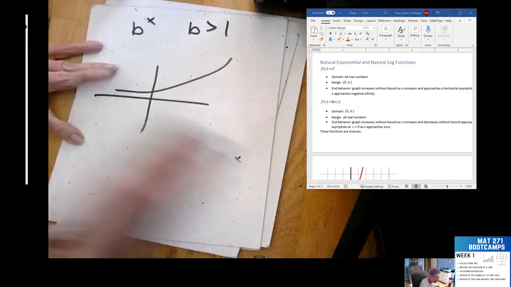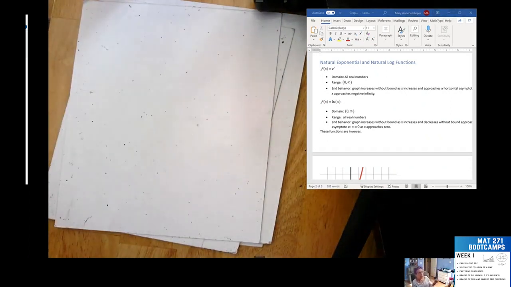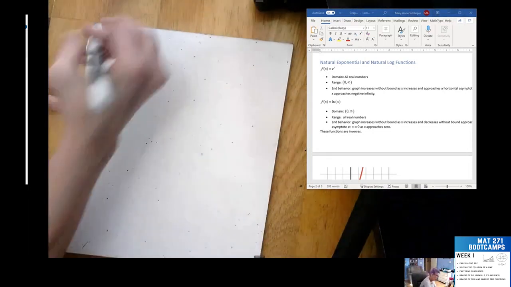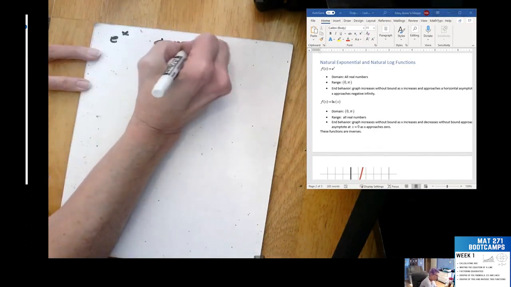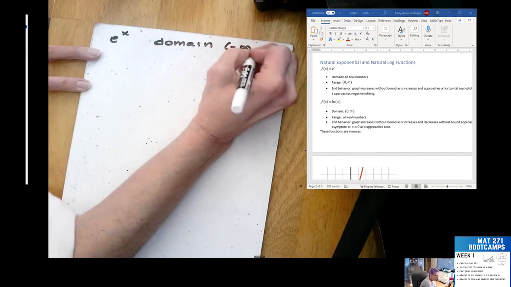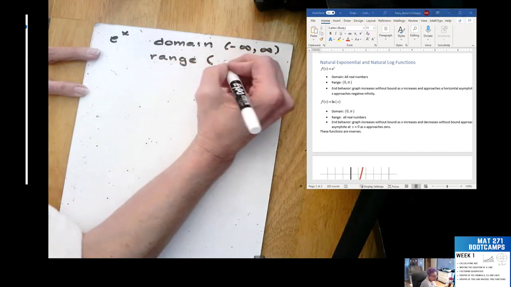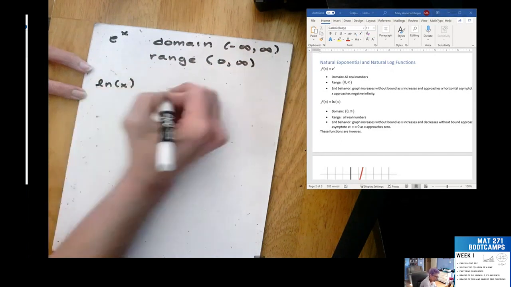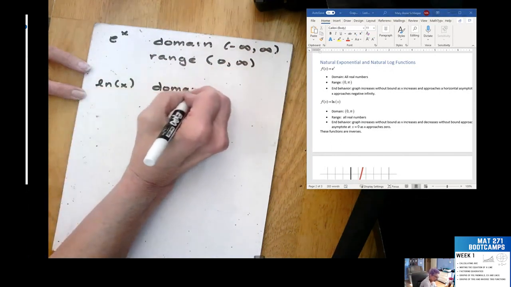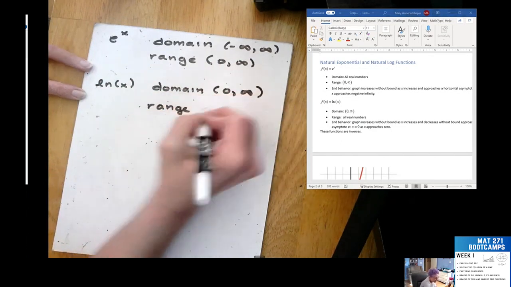All righty, so let's talk about logarithmic functions. Remember that logs and exponentials are inverse functions. So since e to the x has domain all real numbers and range bigger than 0, that means the natural log of x has domain 0 to infinity and range all real numbers.